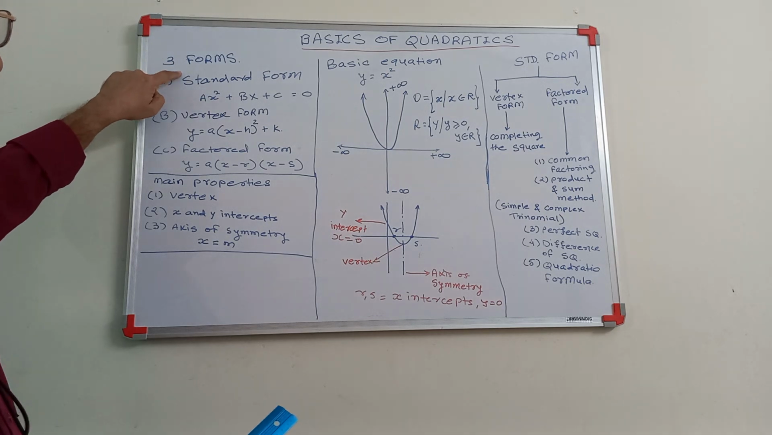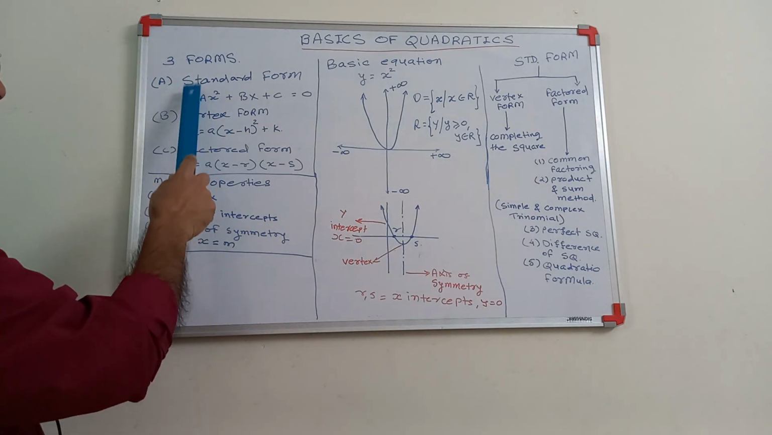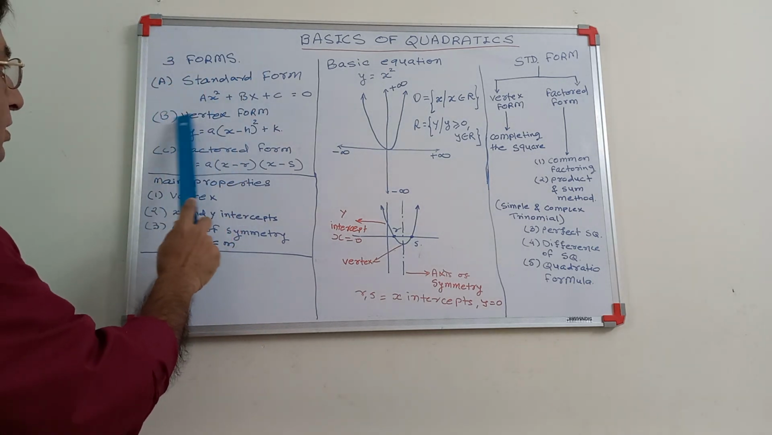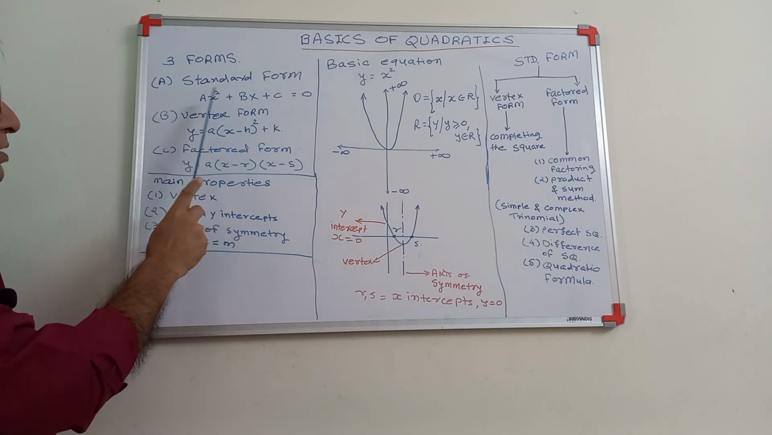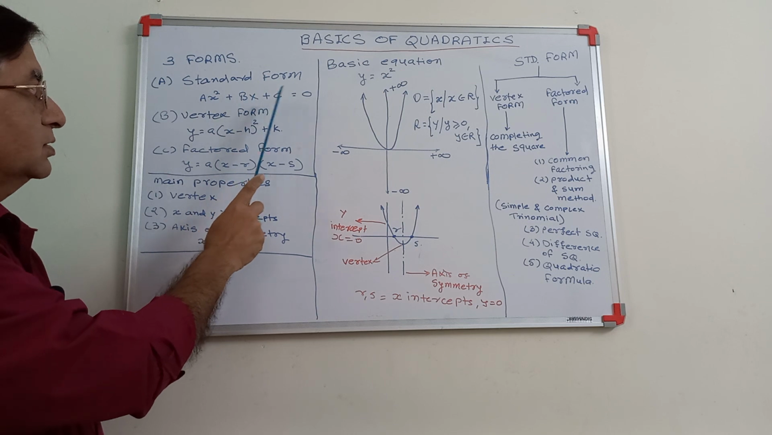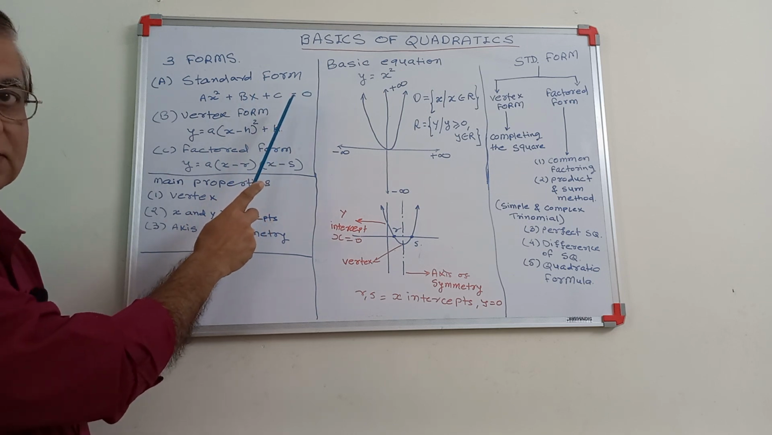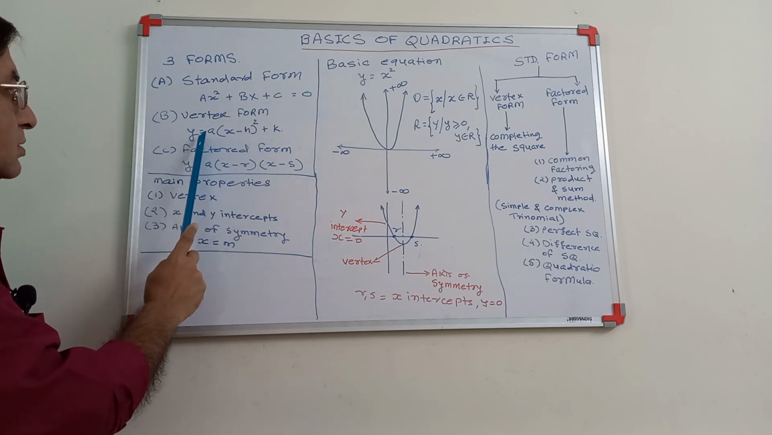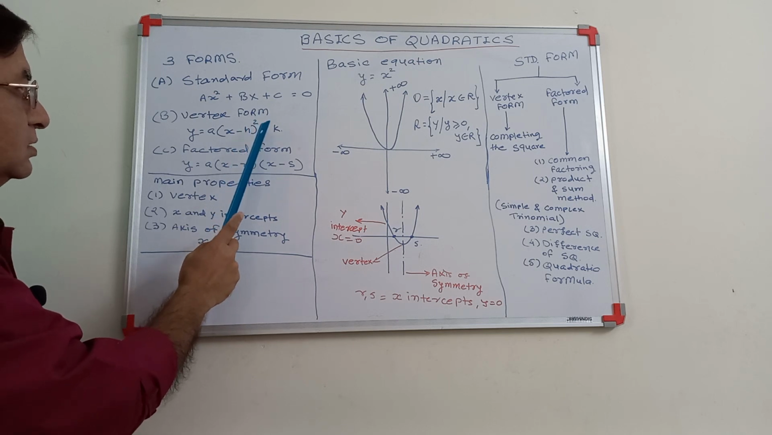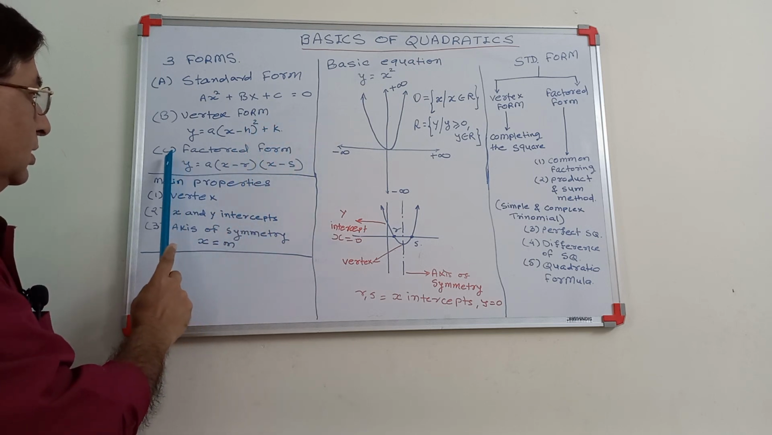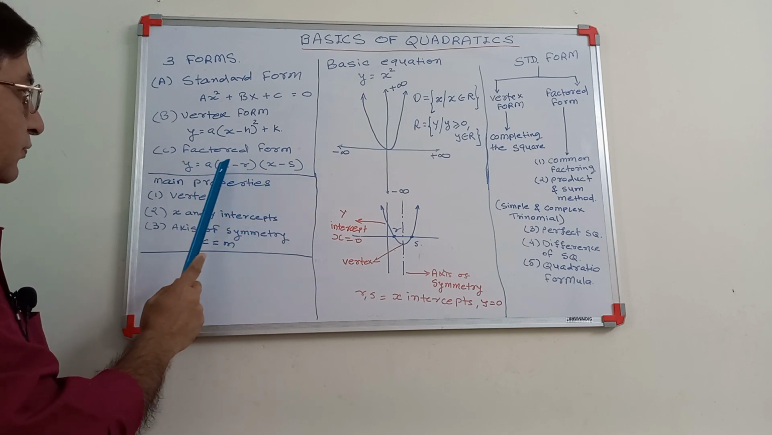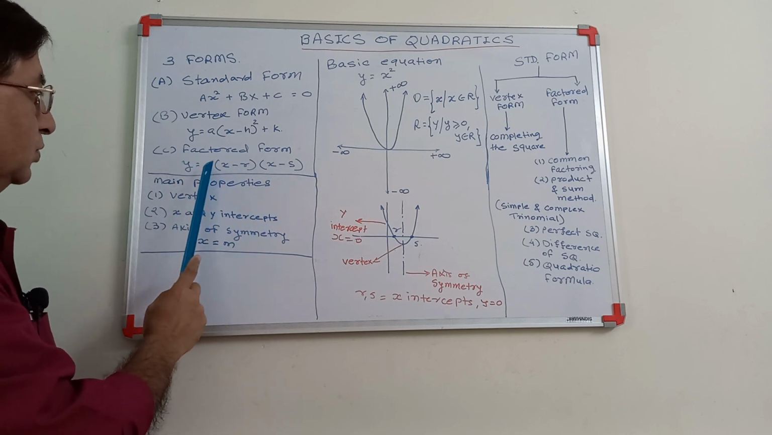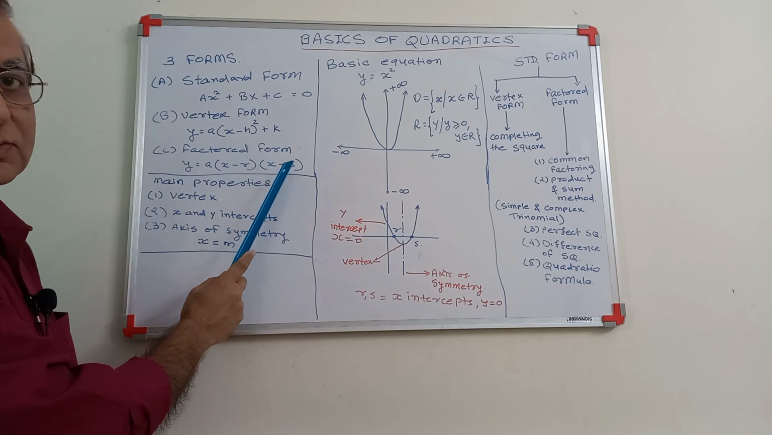There are three basic forms of quadratic equations. One is the standard form, second is the vertex form, and third is the factored form. Now, standard form is ax squared plus bx plus c equals 0. Vertex form is y is equal to a(x minus h) square plus k. And the factored form is in the form of factors, so y is equal to a into (x minus r)(x minus s).